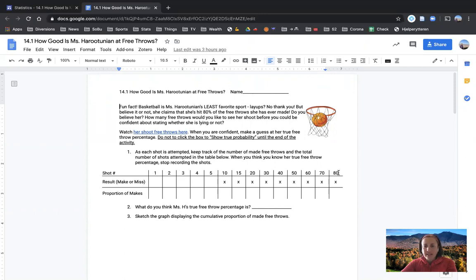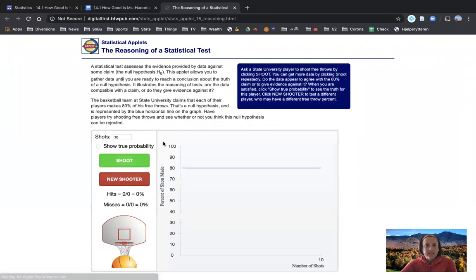And luckily, I don't actually have to throw these things. You're going to use this free throw simulator. The very first thing you're going to do is change the number of shots to 1. You're not going to click this, and then you're going to click shoot. So here, this says, if you read through this, I am claiming that I am an 80% free throw shooter, and you are going to test to see whether or not you think that is true or not.